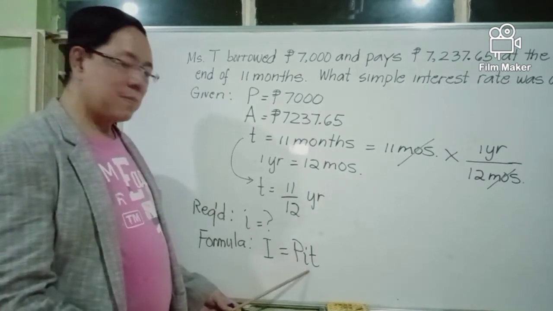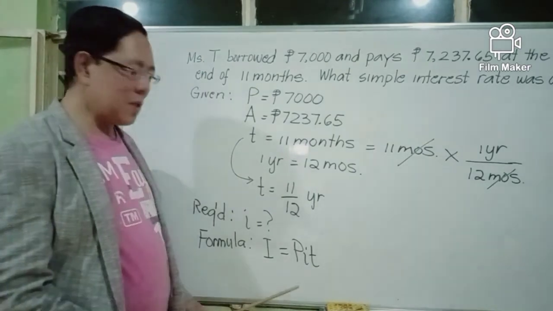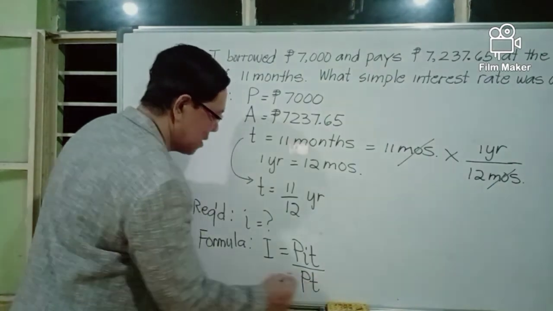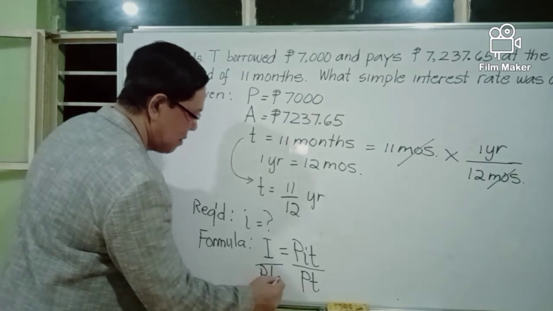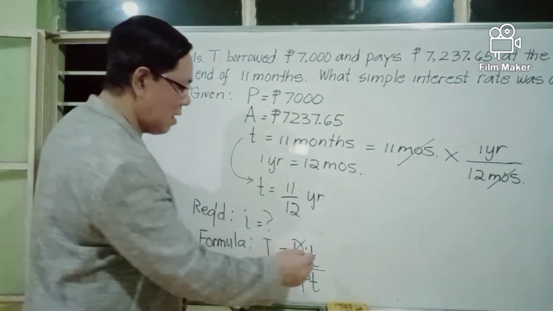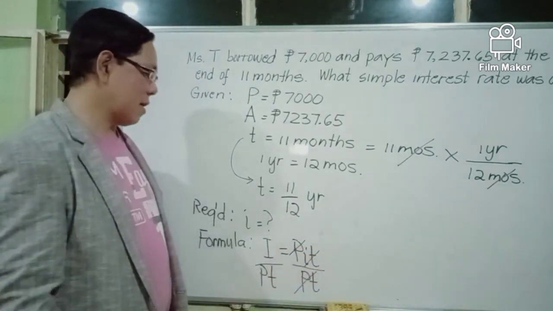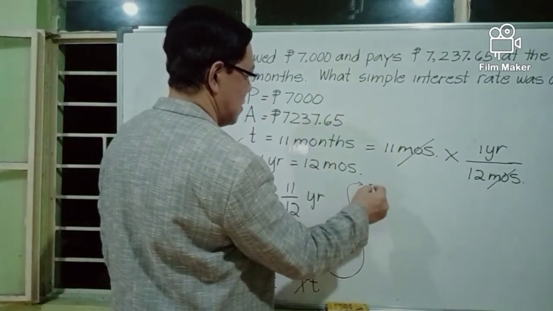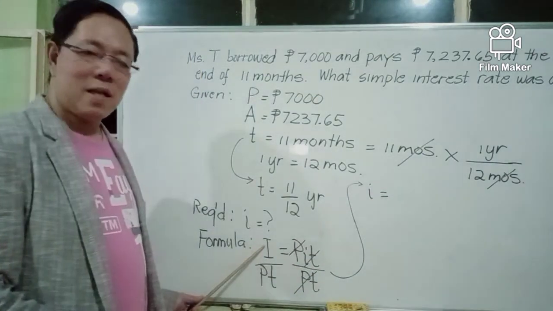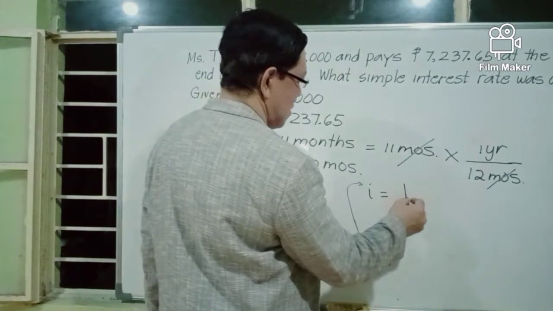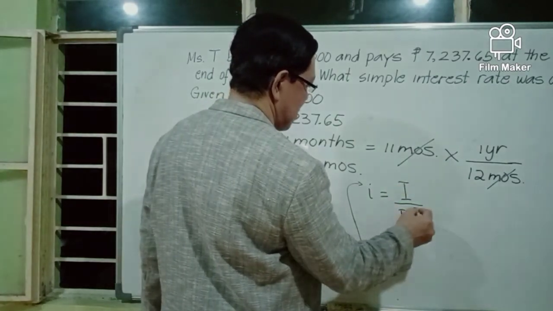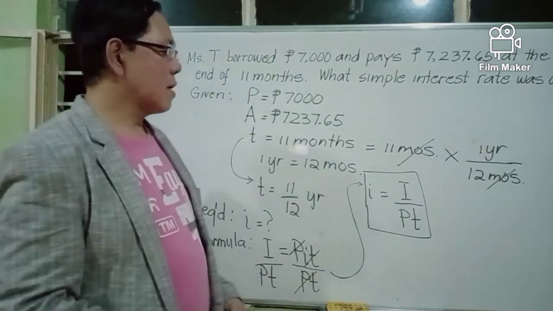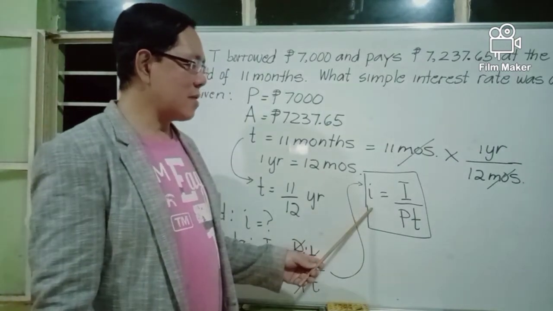And to solve for the interest rate from this formula, we divide both sides by PT. Divide the right side by PT. Divide the left side by PT. And PT will cancel out from the right hand side. And the simple interest rate i is equal to amount of interest capital I divided by PT. This is the formula that we will use to solve for the simple interest rate.